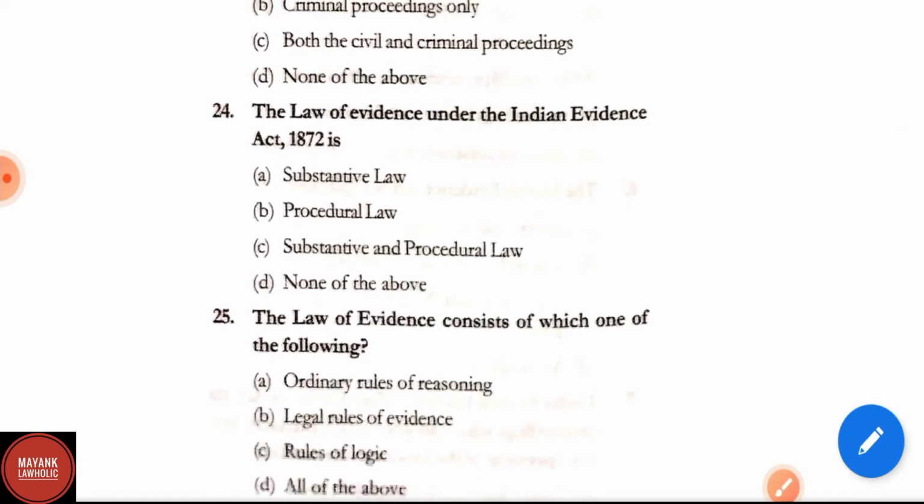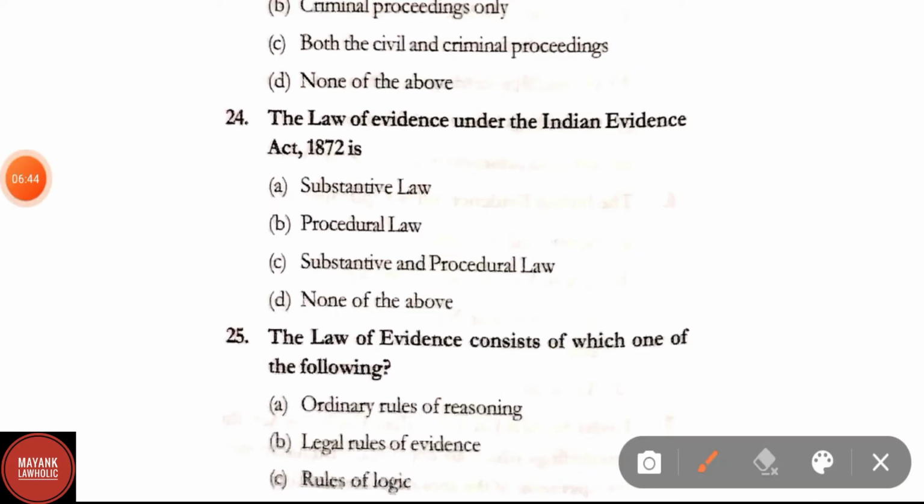Question number 24. The law of evidence under the Indian Evidence Act 1872 is substantive law, procedural law, substantive and procedural law, none of the above. Correct answer is option B, that is procedural law.